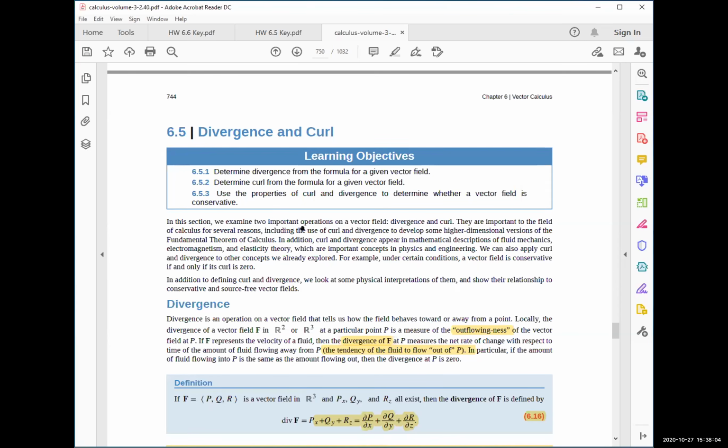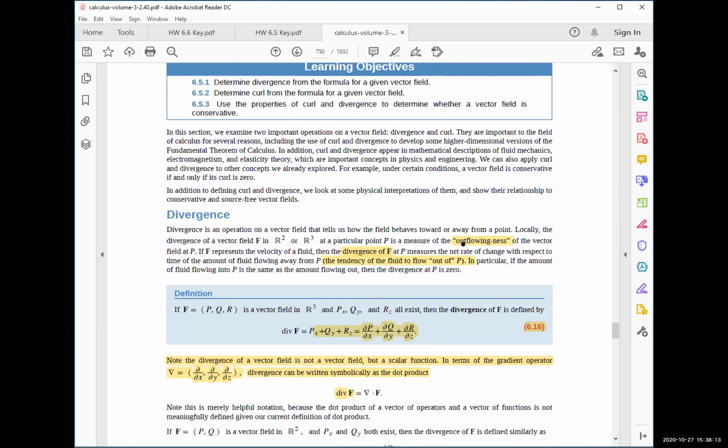In this brief section, we have the divergence and curl. So first, what is divergence? The author has a very good description of what the divergence describes. The divergence at every given point turns out to be a number, a scalar. So it is a scalar-valued function, and it is basically describing the outflowingness of the vector.